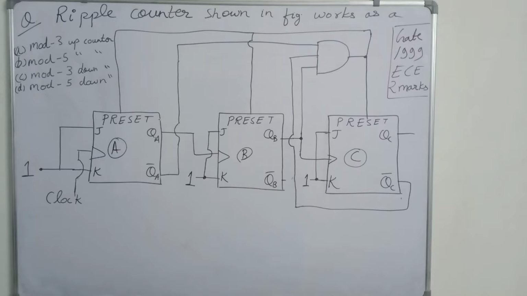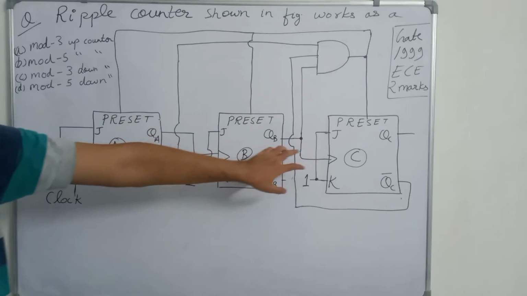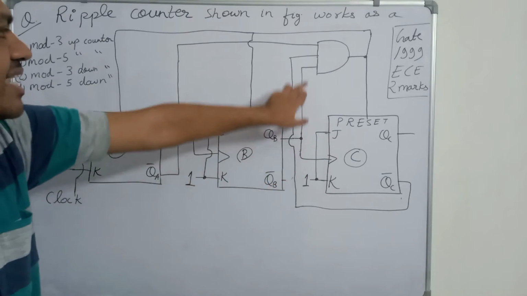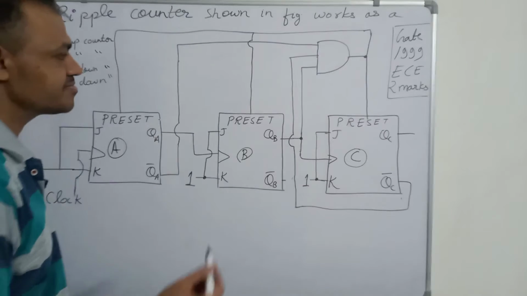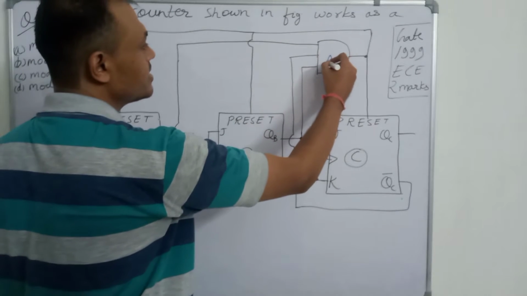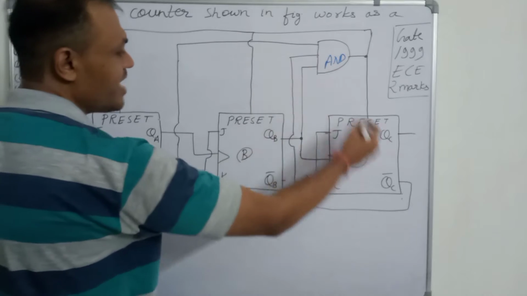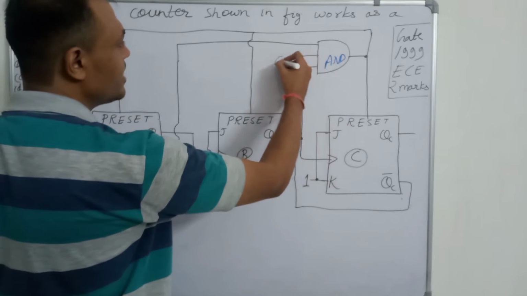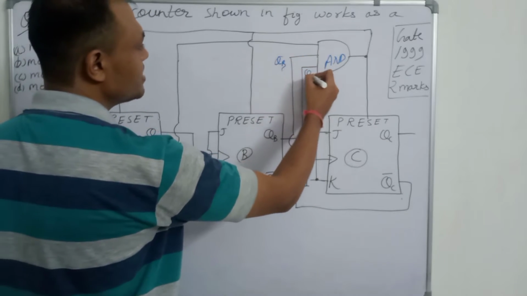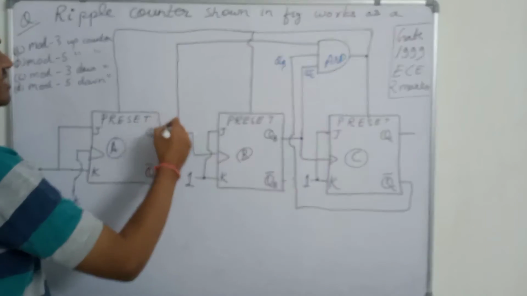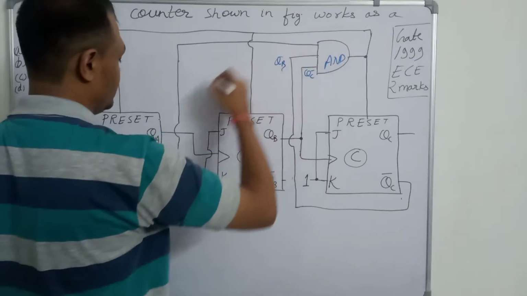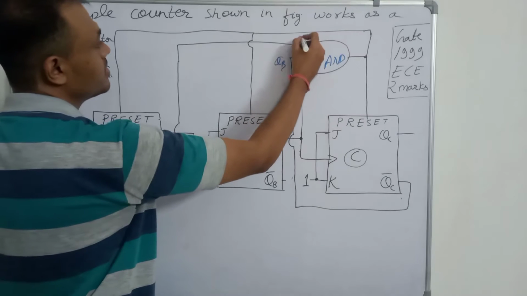Now the second thing is that in this, preset is provided. So this QB is connected to this AND gate. So it is connected to this QB, QC bar, this is QB, this is QC bar and this is QA bar.